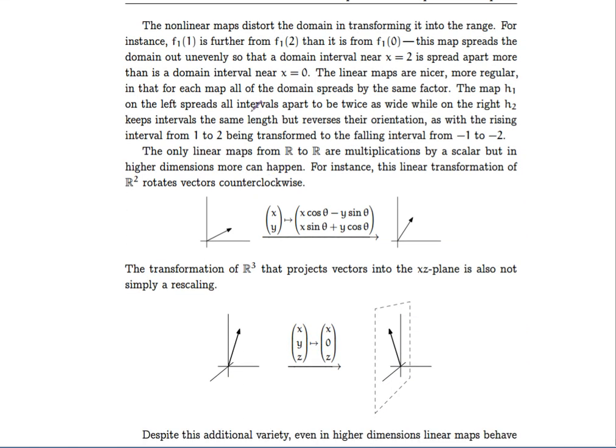So it makes the point here. The nonlinear map distorts the domain. So the linear maps are more regular. And with each map, all the domain spreads by the same factor. Okay. All right, so the only linear maps from R to R are multiplication by a scalar. So we've considered all possible cases for a one-dimensional vector space. But in higher dimensions, other things can happen. For instance, consider this linear transformation. When we rotate vectors counterclockwise.